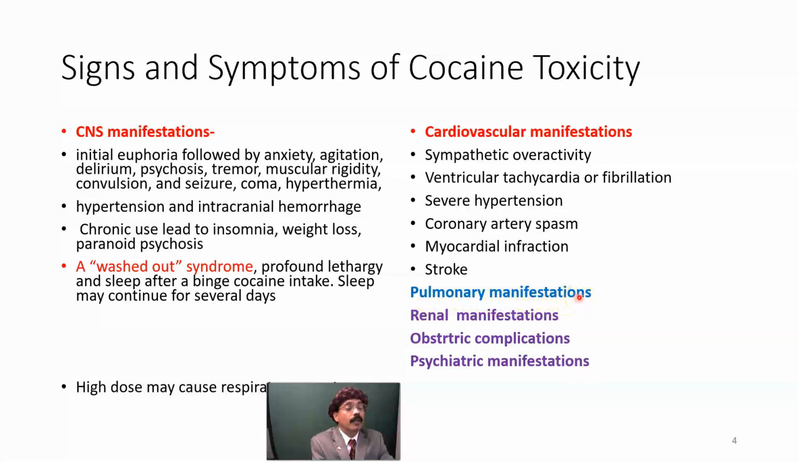Okay, what are the pulmonary manifestations? We may have chronic bronchitis, pneumonitis, and pneumonia. Renal manifestation is possible because there may be hyperthermia and breakdown of muscle, and myoglobin may go to the kidney and damage it. Obstetric complications: there may be premature delivery of the baby, and abruptio placentae, where the placenta may separate prematurely. Psychiatric manifestations: the person may develop agitation and psychosis.